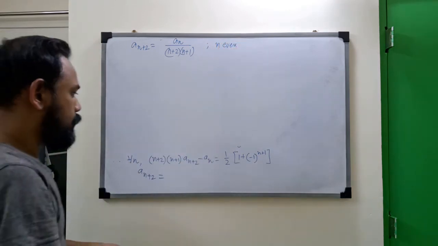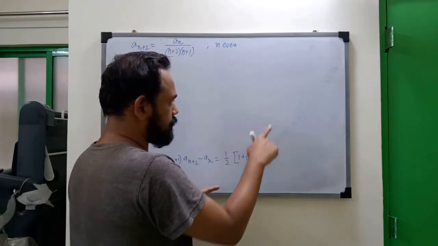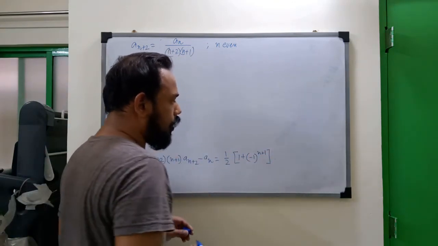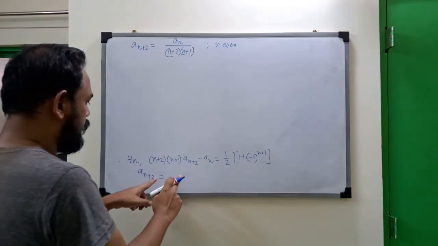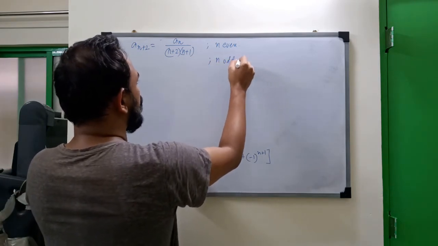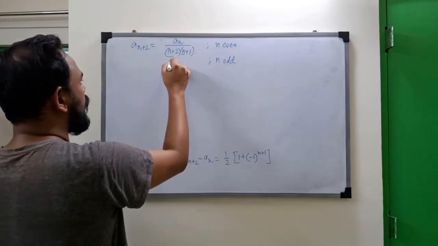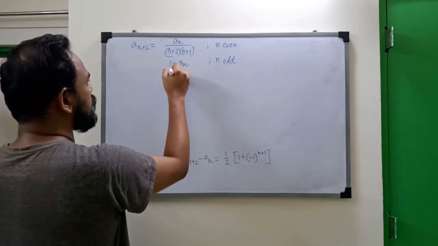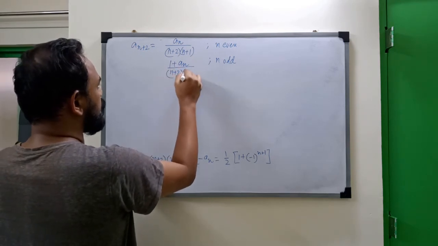And when n is odd, remember all of this was 1. For every odd power of z, all of the coefficients were 1. So when n is odd, you have a 1 on this side, bring the a n to that side, you have 1 plus a n, and then you divide by this factor, it's going to be n plus 2, n plus 1.